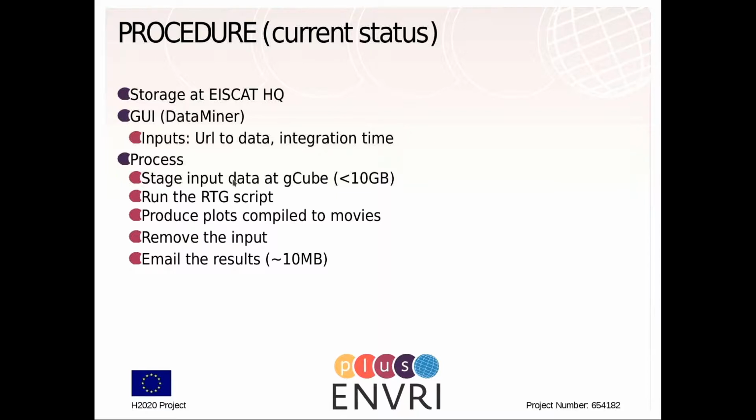We stage the input data at G-Cube, which should be up to about 10 gigabytes of data. Then we run the script and produce the plots, and then these plots are compiled to movies. When it's ready, the staged data will be removed because we are not allowed to store so much data there. And the results are emailed. The results are rather modest in size, so it's a reduction of about 1,000 from the input data to the output data.